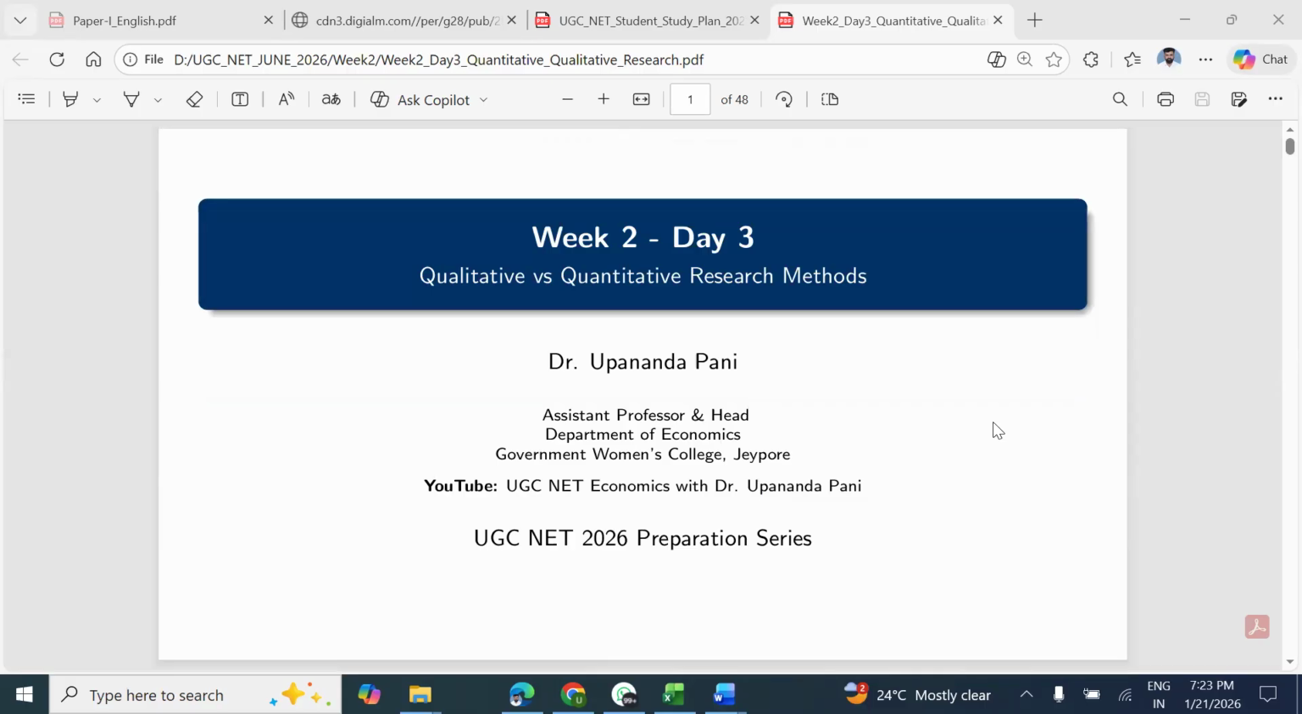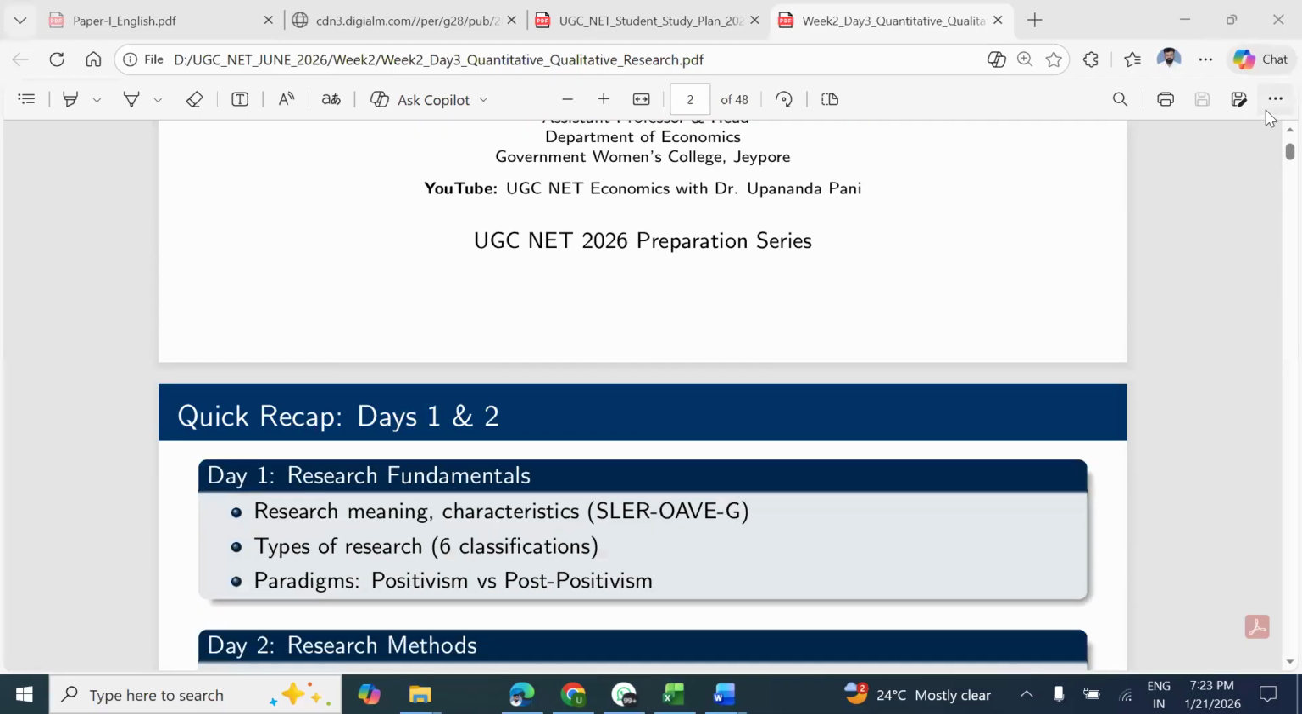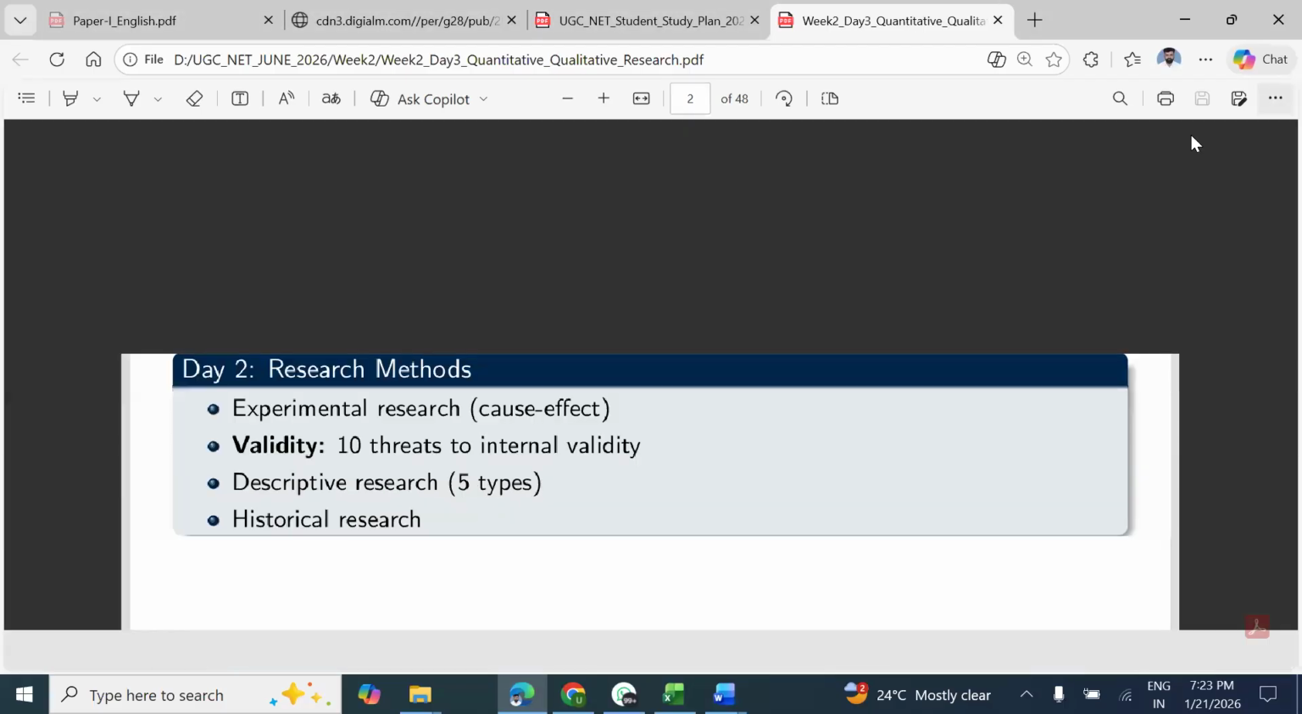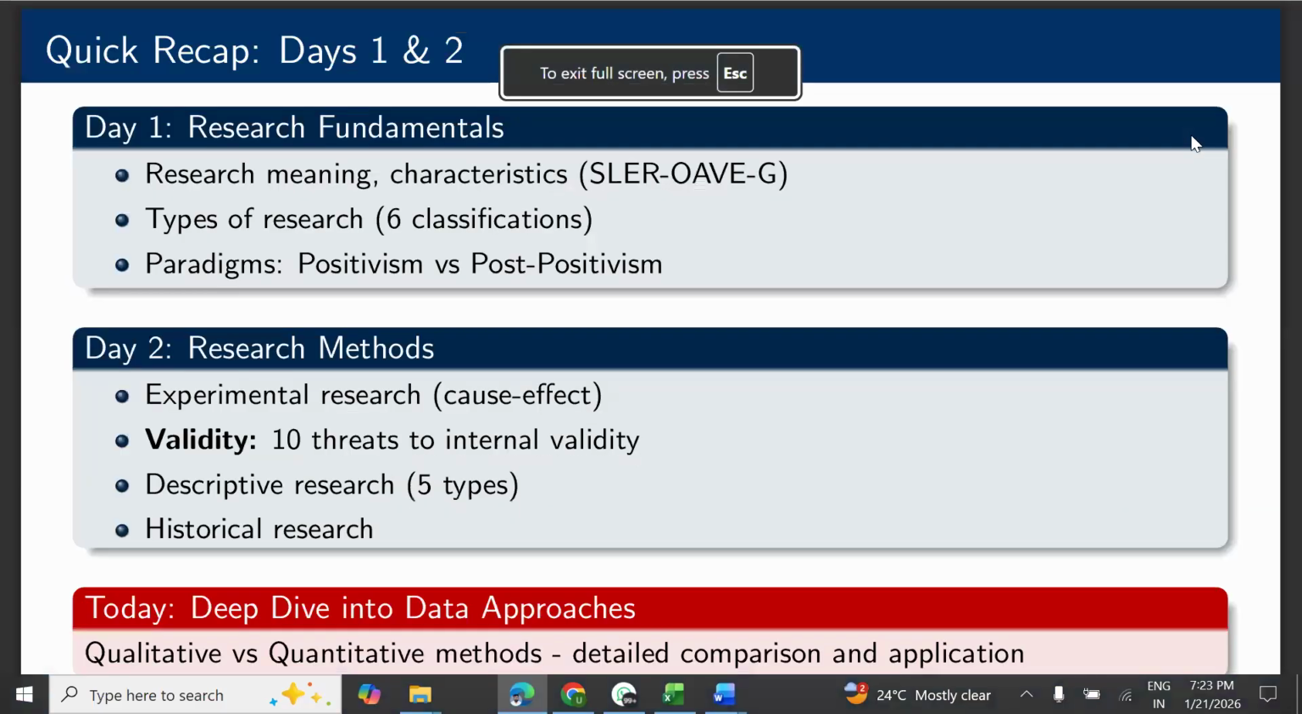Today we are going to discuss qualitative versus quantitative research methods, right? And let us do a quick review of what we did on day 1 and day 2. Day 1 was research fundamentals. Then day 2 was research methods we have discussed. Largely we have discussed what is experimental research, and then validity, then descriptive research, what are the different types of descriptive research, then historical research.